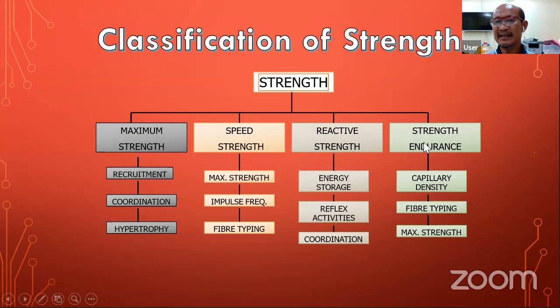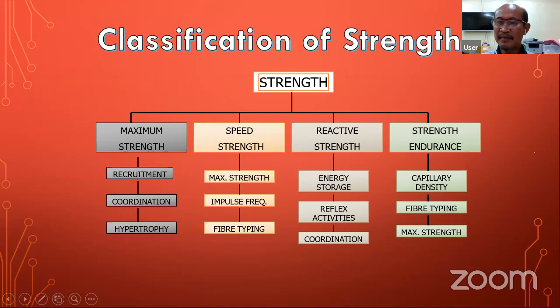Last but not least, the strength endurance training. The strength endurance training we want to do to increase the capillary density. It means we have more small blood vessels in the muscle. It means we can get more oxygen in the muscle. Oxygen transfers into the muscle easier.